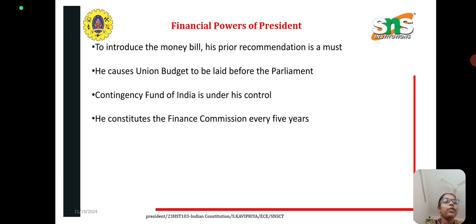And next are the financial powers of the president. To introduce a money bill, his prior recommendation is a must. He causes the union budget to be laid before the parliament. The Contingency Fund of India is under his control. He constitutes the finance commission every 5 years.